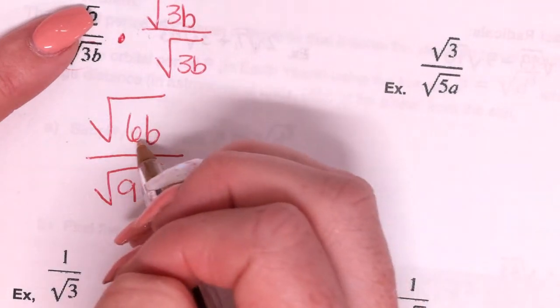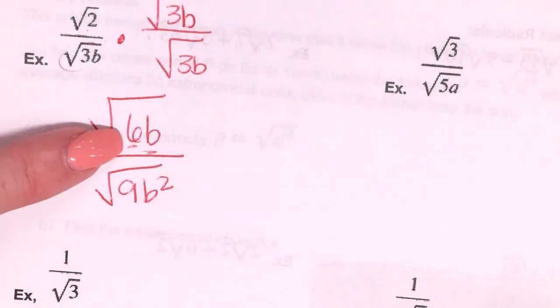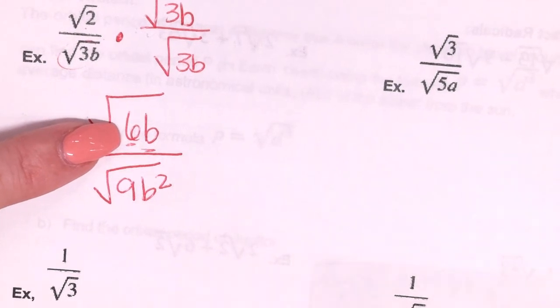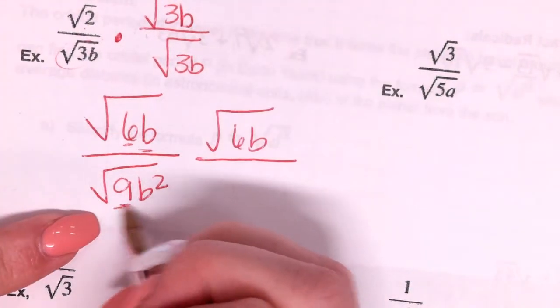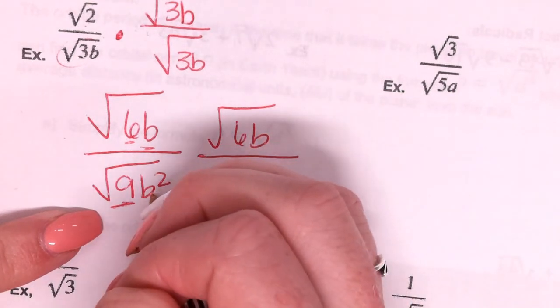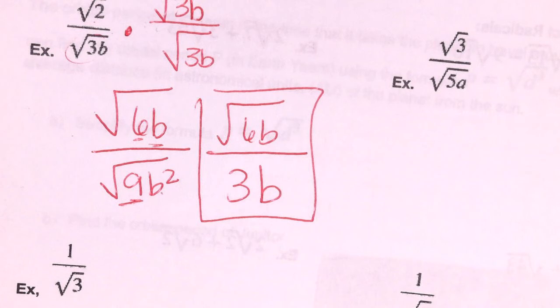Okay, is this in its simplest form up here? Does 6 have any perfect squares in it? No, so I just leave it alone. The square root of 6b. Does 9 have a perfect square? 3. Does b squared have a perfect square? I am posting these notes if you need to watch them again.